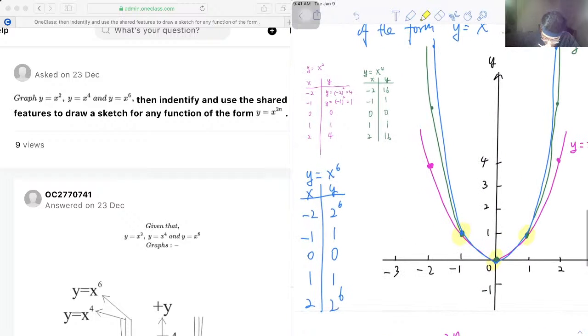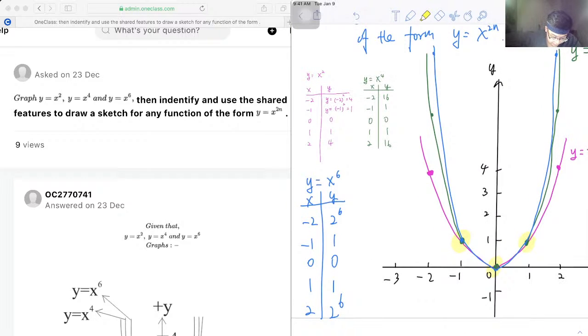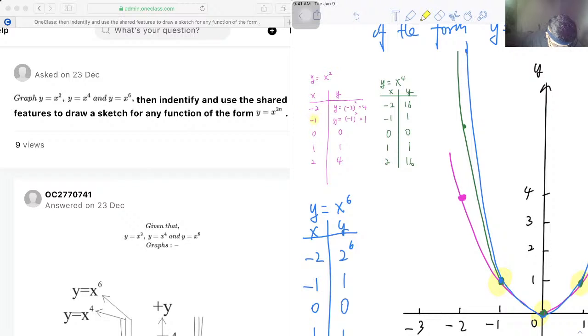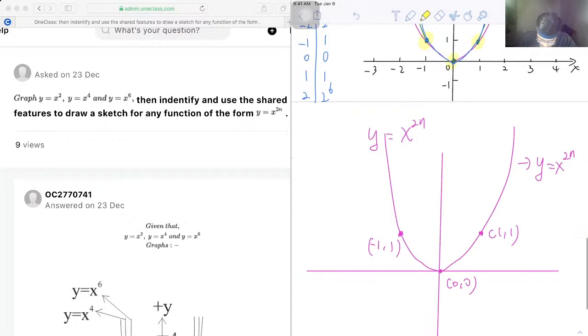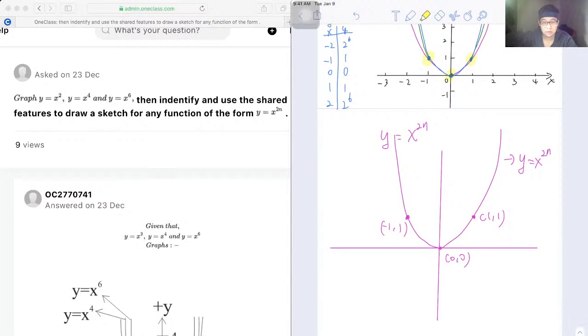Oh, and the reason why we have these 3 fixed points is that if we substitute negative 1, 0, and 1 in any of the equations, we will always get the same answer, since negative 1 to the exponent of any even number will be equal to 1. And same for positive 1, and same for 0, because 0 to any exponent is just equal to 0 itself. Okay. Yep. So let's leave a comment.